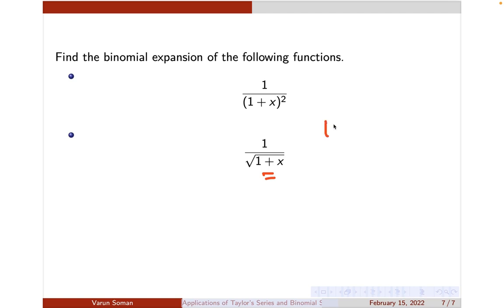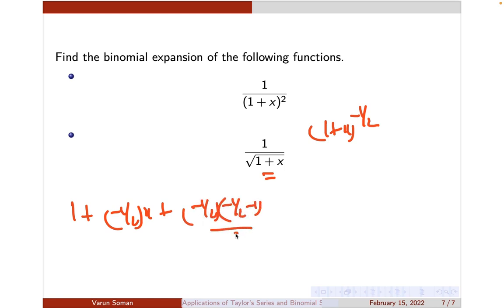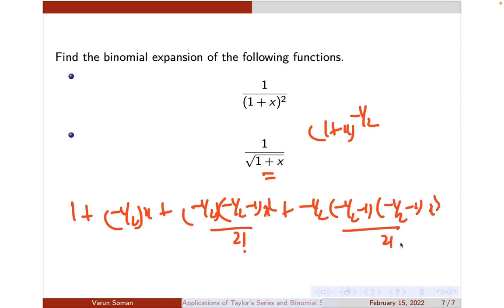Here this is actually (1 + x)^(−1/2). So what will be the expansion? Very simple: 1 + mx, so (−1/2)x, plus m(m − 1)/2!, so (−1/2)(−1/2 − 1)/2! x², plus (−1/2)(−1/2 − 1)(−1/2 − 2)/3! x³ + etc. So this is the expression, just simplify it.